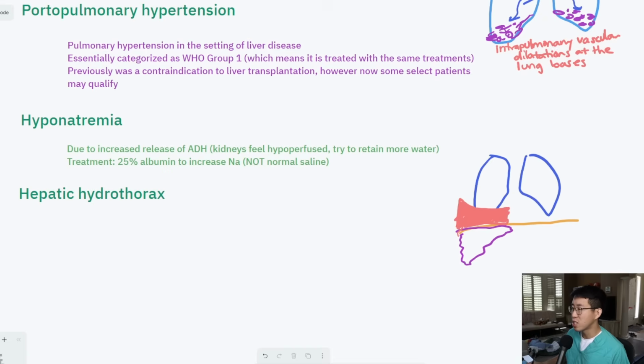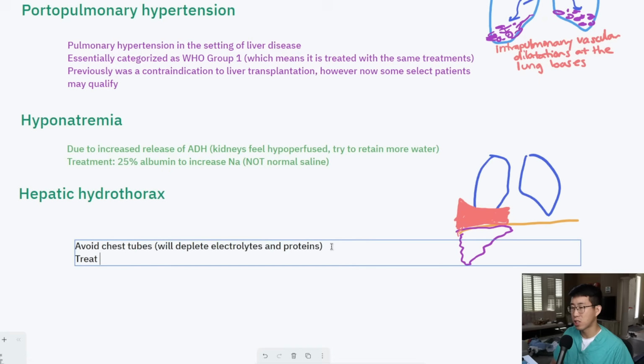And with these pleural effusions, we generally don't want to place a chest tube or anything because it's just going to continuously drain out all of the patient's electrolytes and proteins and other things like that. And so there's no indication for chest tubes to treat hepatic hydrothorax. Instead, we're just going to treat with diuretics and sodium restriction.